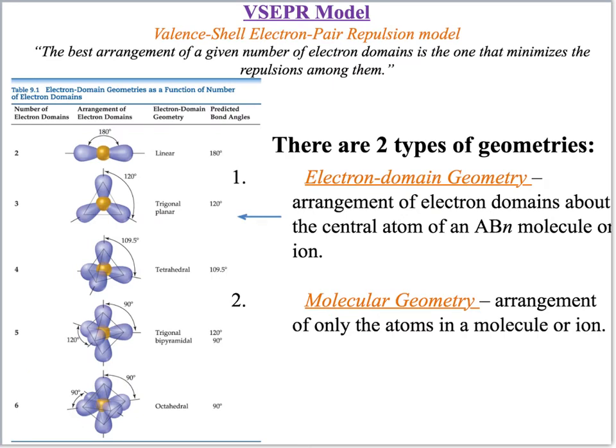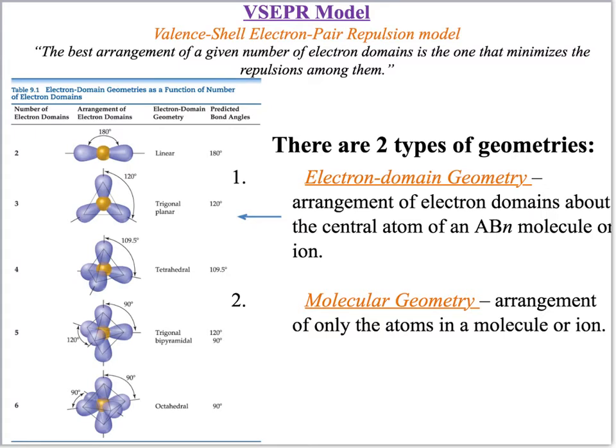When we count up these electron domains, we can then apply the VSEPR model, the Valence-Shell Electron Pair Repulsion model, which says that the best arrangement of a given number of electron domains is the one that minimizes the repulsions among them. And so we think about it with 2 types of geometries, electron domain geometry and molecular geometry. We'll first start with the electron domain geometry, which is the arrangement of electron domains about the central atom of an AB to the n molecule or ion.